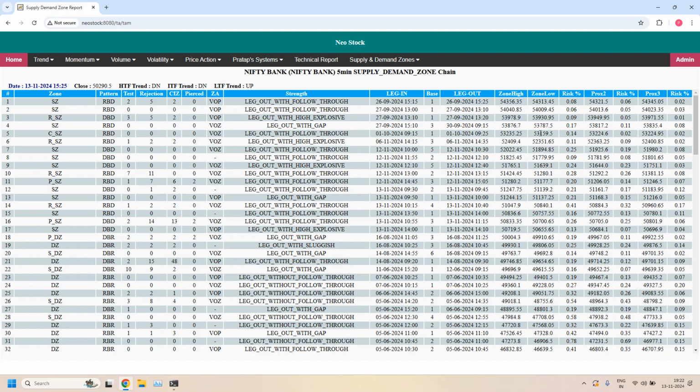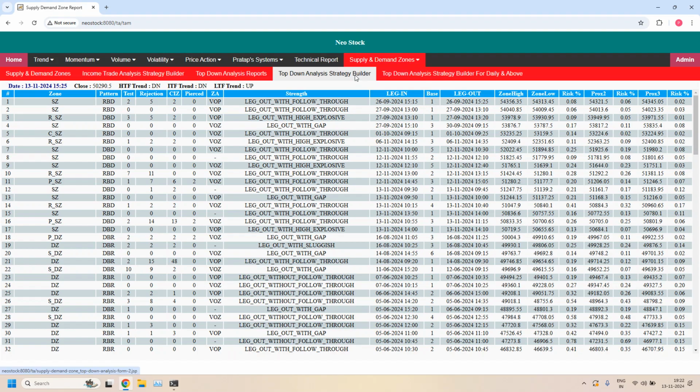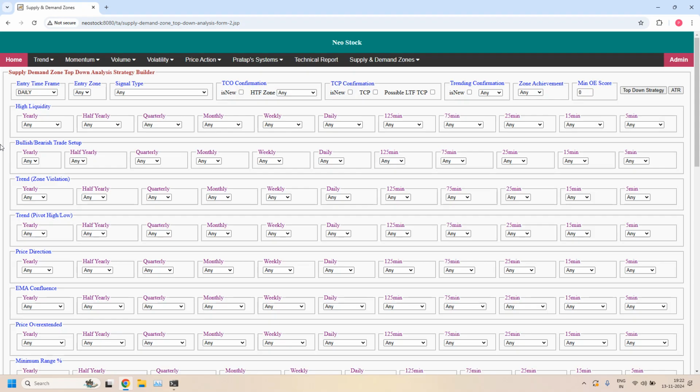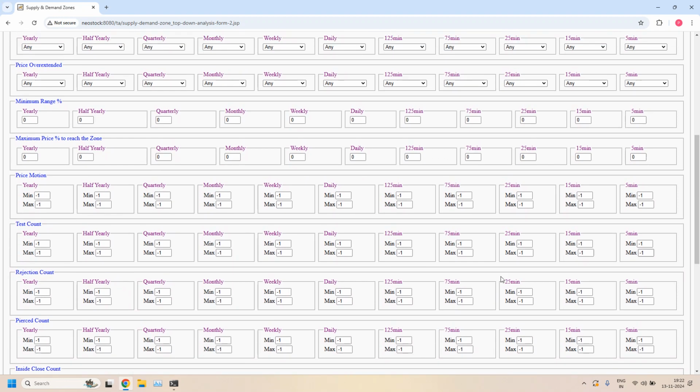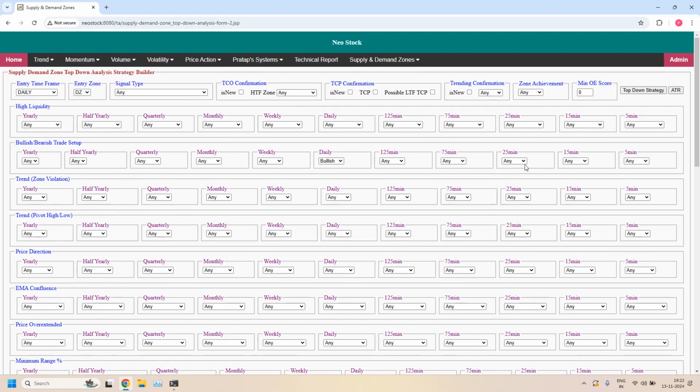Now let us generate the next set of reports, bullish and bearish trade setups for monthly, weekly and daily income trades. Let's start with monthly income trade bullish trade setup, entry time frame daily, entry zone demand zone. Bullish or bearish trade setup at daily, I am selecting bullish. The daily demand zone should not be pierced. So in the pierced count, daily time frame, minimum value 0, maximum value 0. That means zone is not pierced.